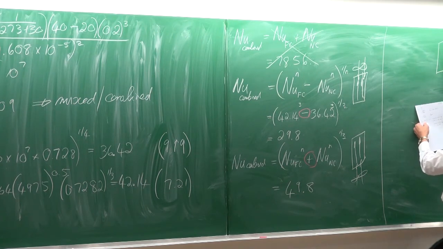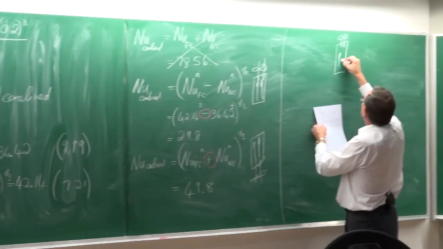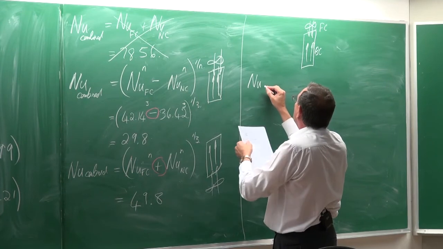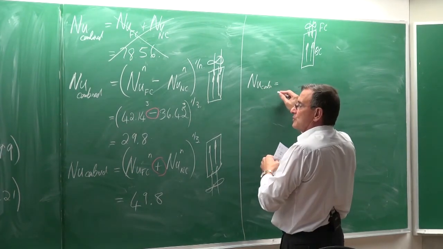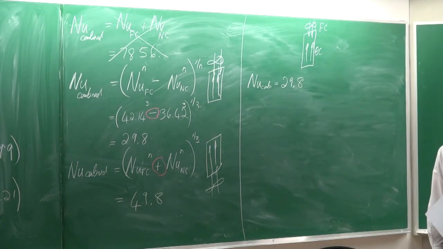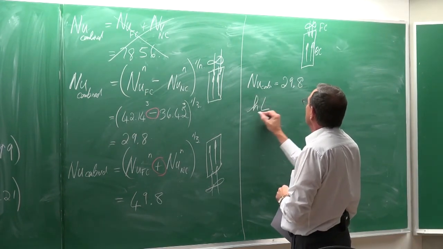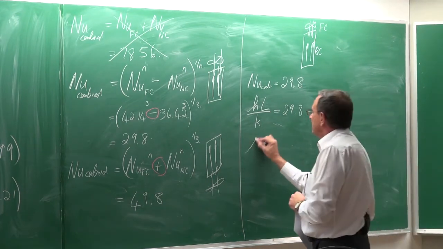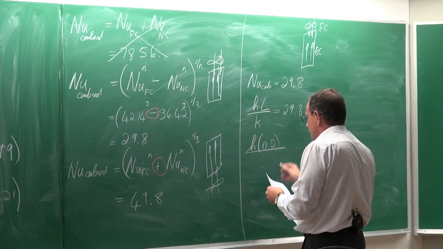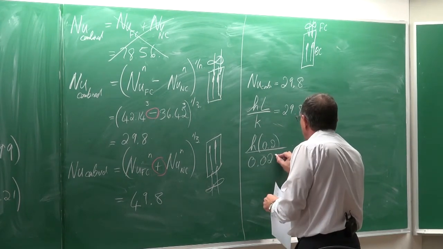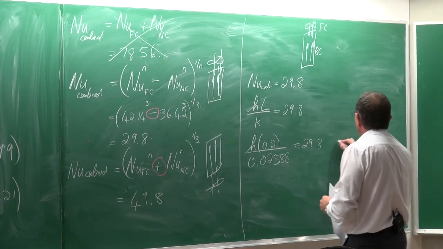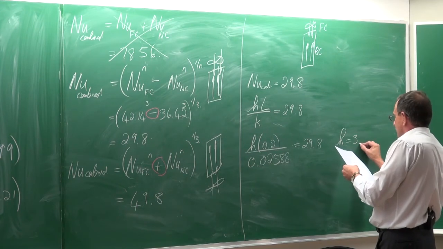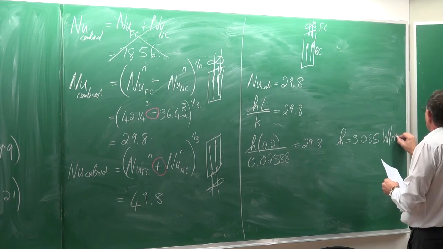So thus, if we look at the problem, there's the plate, there is the fan like that, the buoyancy forces go up, the forced convection forces go down, then the Nusselt number for the combined would be equal to 29.8. The Nusselt number is equal to the heat transfer coefficient multiplied by the characteristic length divided by k, is 29.8. We want to get the heat transfer coefficient multiplied by 0.2 divided by the thermal conductivity, 0.02588, is equal to 29.8, from which we can get that the heat transfer coefficient is equal to 3.085 watts per square meter degree Celsius.